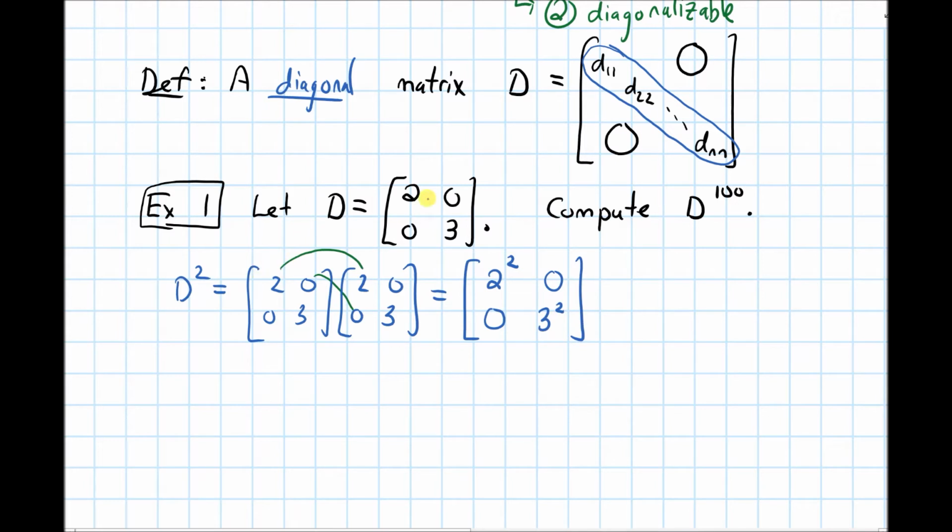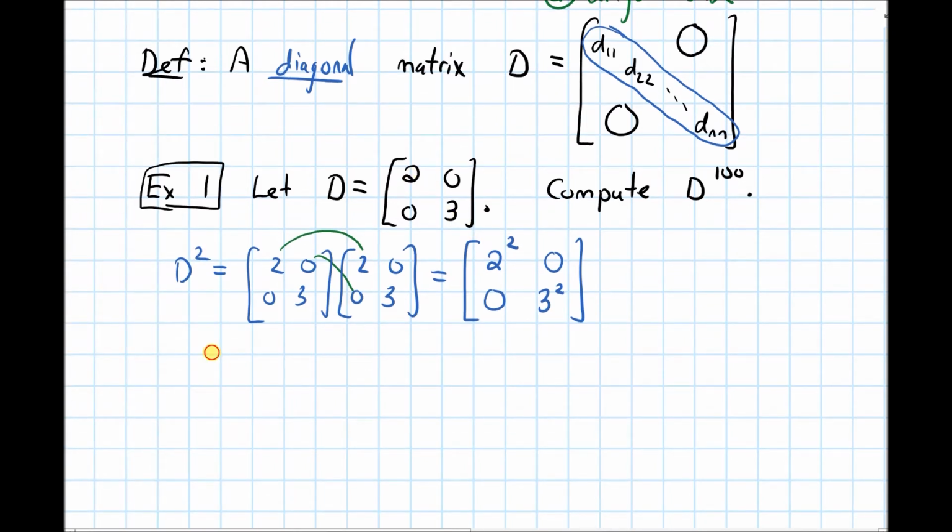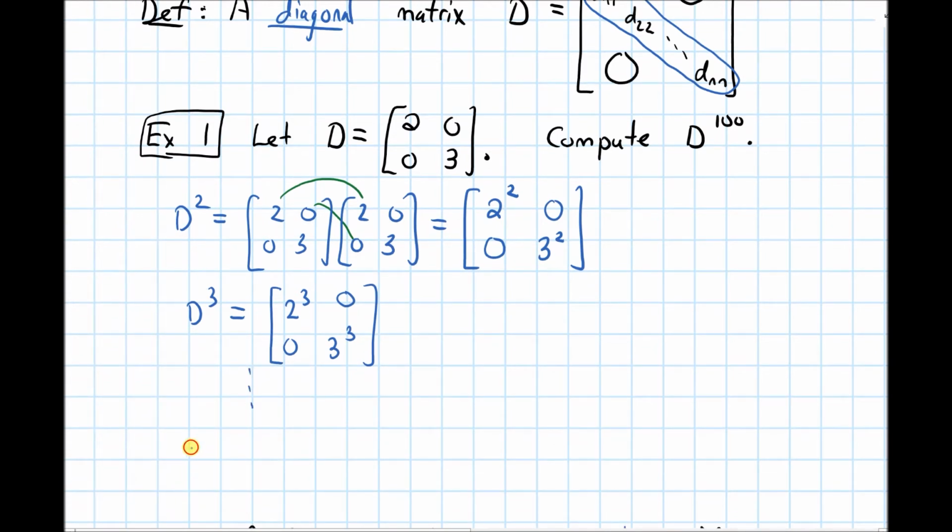So that's kind of nice. Basically what happened is that each of the diagonal entries got raised to the second power. If I did the same thing and cubed this, multiplying the matrix by itself one more time, I would get 2 cubed here, 3 cubed on the next diagonal entry, and the others are 0. If we keep going like this, the pattern is that D to the 100 will be 2 to the 100, 0, 0, and then the other entry is 3 to the 100. So that's what D to the 100 is.